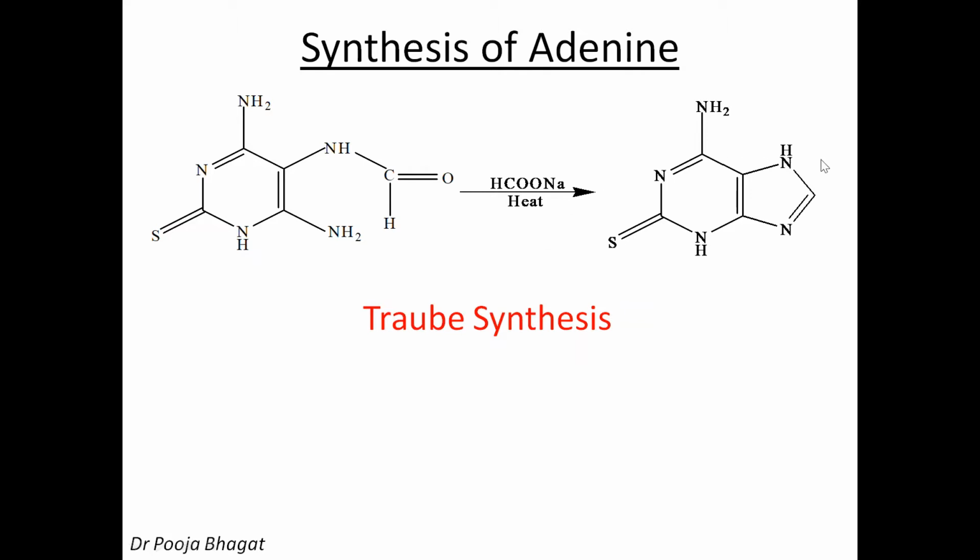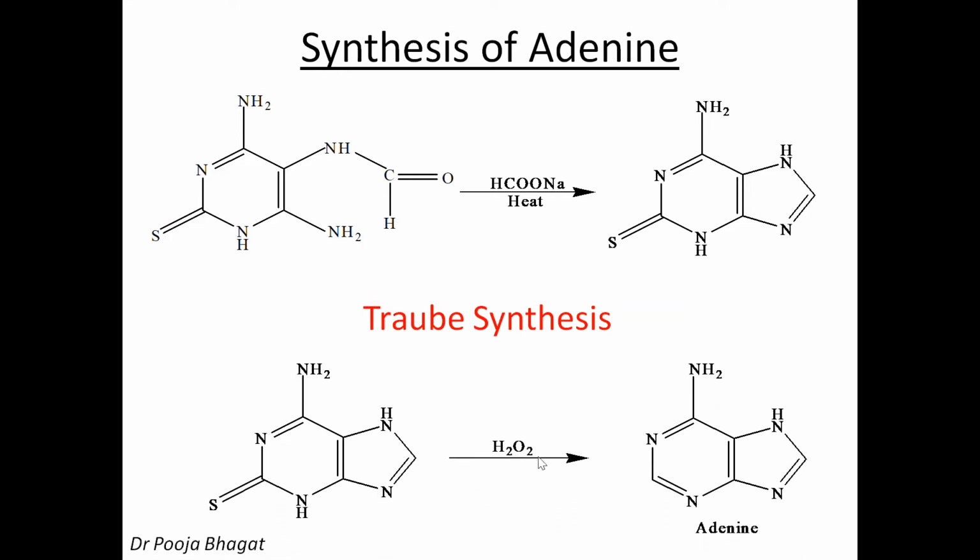Now here, the difference between this compound and adenine is that we don't want sulfur here. We want hydrogen here. So how can we do that? Do this reaction by using hydrogen peroxide. When you treat it with hydrogen peroxide, the sulfur goes out and you get adenine. So this is the method by which you can get adenine.